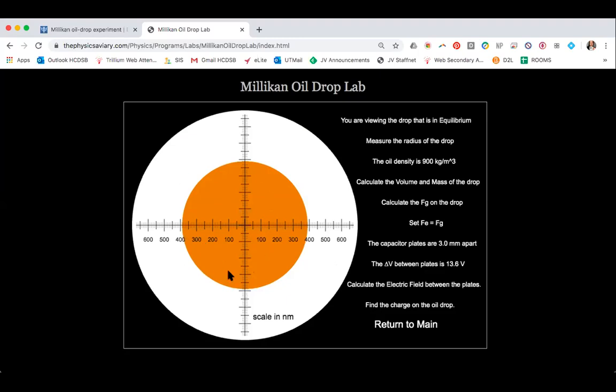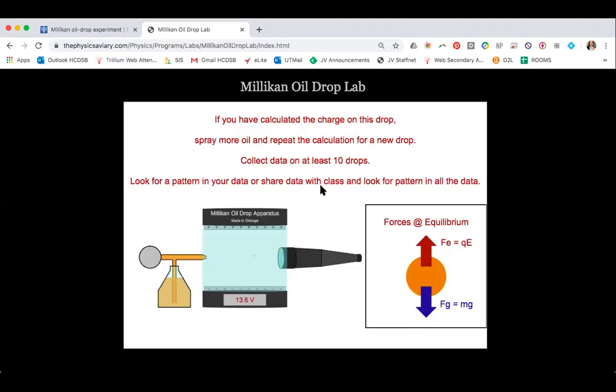So this is the oil droplet that is hovered there. We can measure the radius using what we see in this microscope. We know the oil density, since we know exactly what type of oil we're using, and then calculate the volume and mass of the droplet, and then we can do our calculation. Then we'll have the mass of the droplet, and we set QE equal to mg and rearranged for Q.